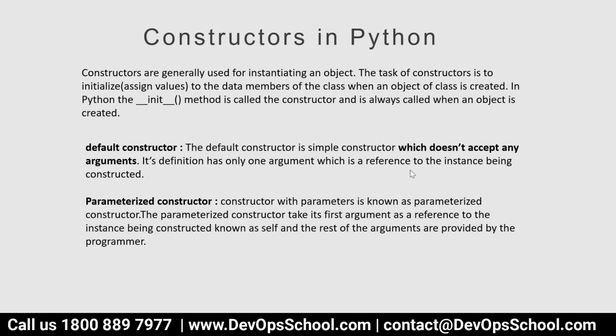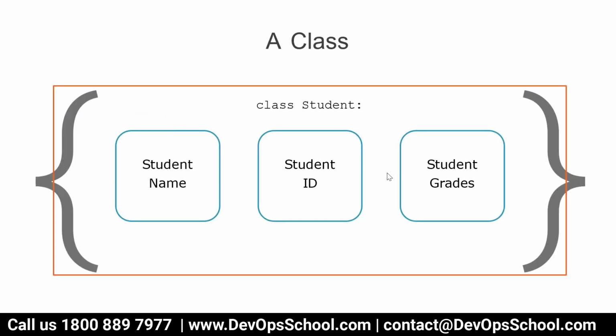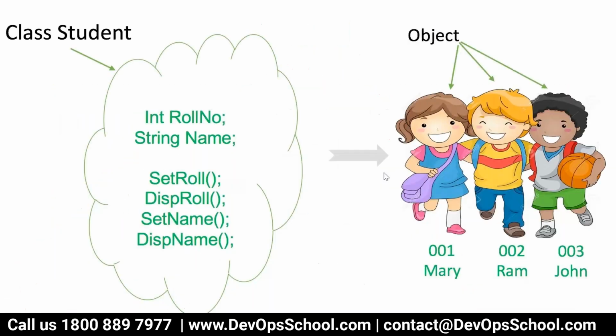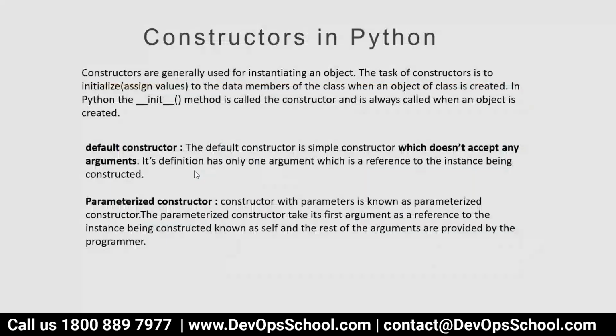Okay, so constructors are generally used for instantiating an object. That means you have a class and you want to create objects. As many objects as you want to create, and for that you require a constructor. The task of a constructor is to initialize, to assign values to whatever data members you define here in the class.